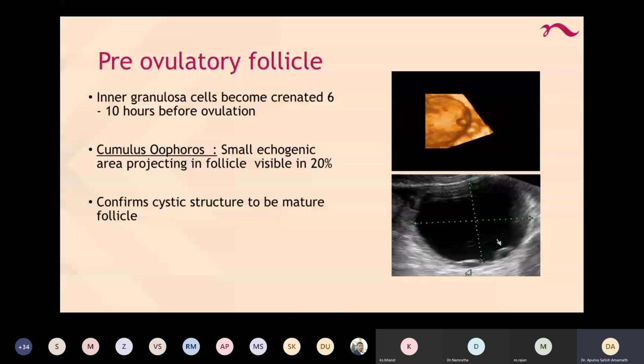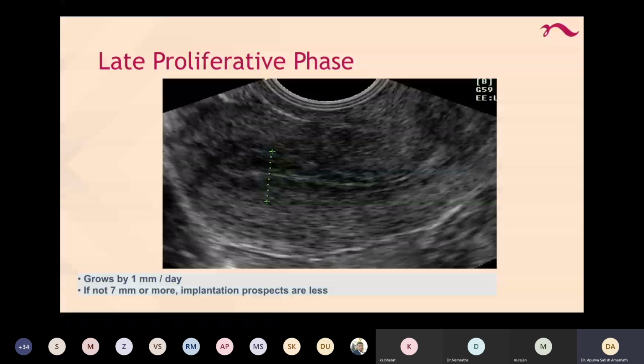A cumulus oophorus sometimes can be seen on an ultrasound. This looks like a small echogenic area projecting into the follicle, and it's visible in about 20% of the patients. It confirms the cystic structure to be a mature follicle. So if you do see a cumulus oophorus complex, you can be sure that this is an actual follicle which does contain an oocyte.